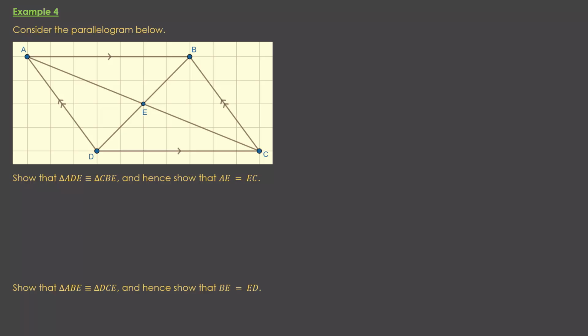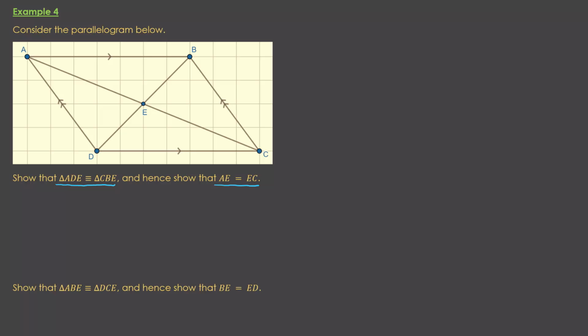Consider the parallelogram below. First thing we want to do is show that triangle ADE is congruent to triangle CBE, and hence show that AE is equal to EC. So let's think about the triangles.